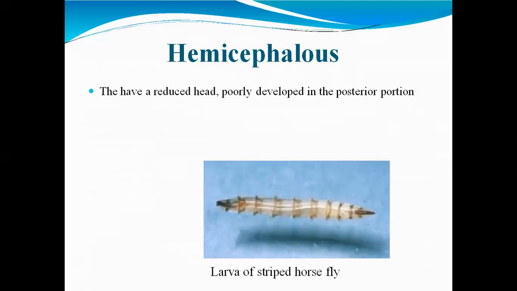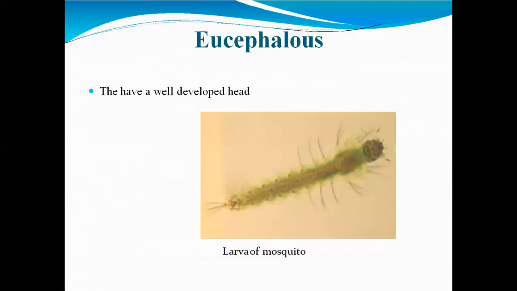Second is hemicephalous. In hemicephalous larva, the head is reduced and the posterior portion poorly developed. This type of larva is present in horsefly. Third is eucephalous. The larva of mosquito is eucephalous. In this larva there is a well developed head structure, but no legs are present. Only the well developed head structure is present in eucephalous larva.